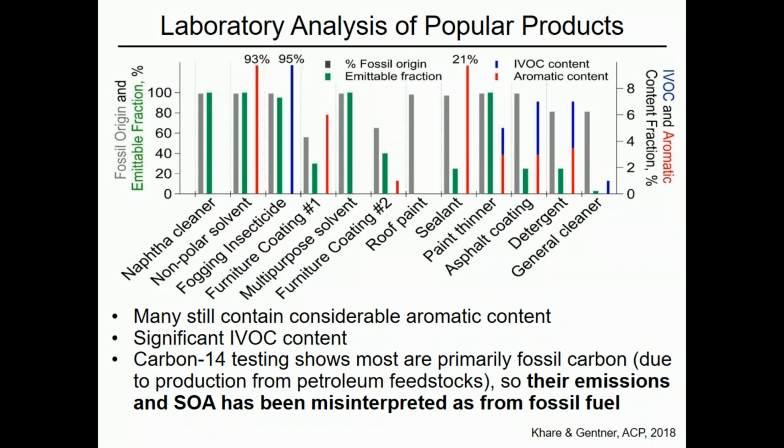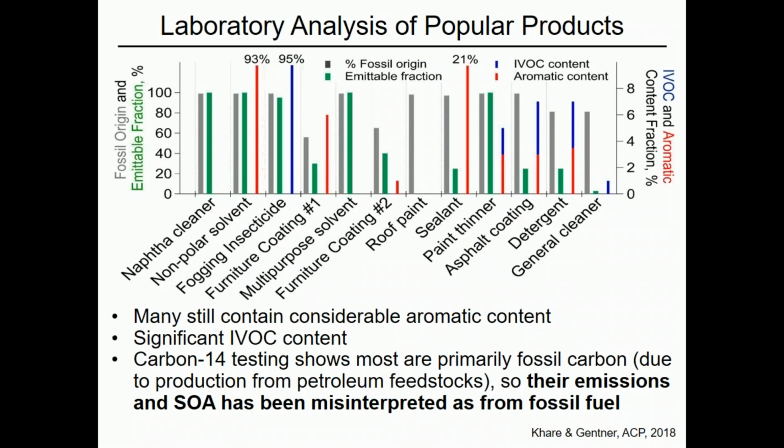Then the other thing we did was speciate them to look at their IVOC and aromatic content, shown in red and blue here. In blue is their IVOC content. You see in the case of the insecticide, about 95% of it was IVOCs, and then we get over to some of these other products, and we have a healthy fraction of anywhere from 1 to 3%.